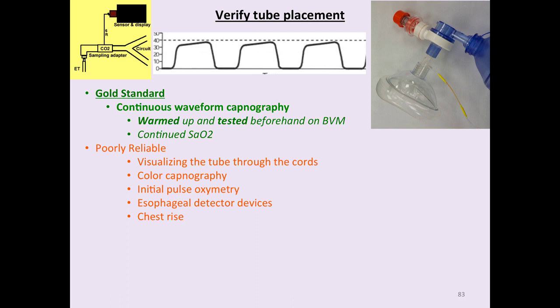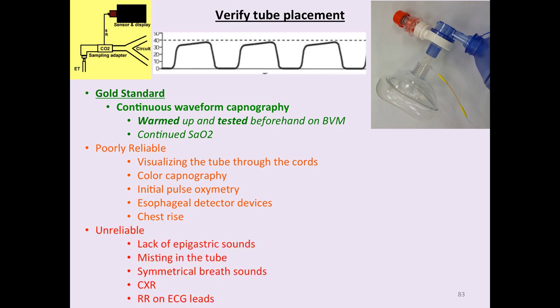There's all sorts of things. The mist in the tubes, the color capnography, the initial pulse oximetry, and the esophageal detector. Those are all okay, but they don't really have great reliability. Used in conjunction with other things, they can help you, but by themselves are usually not enough. Unreliable are the epigastric sounds, the misting, and symmetrical breath sounds, and chest x-ray are no good.